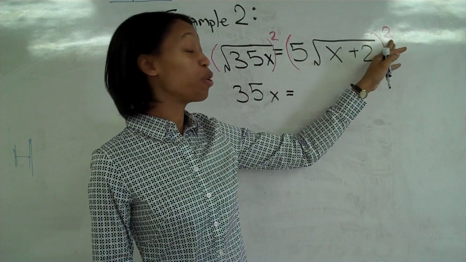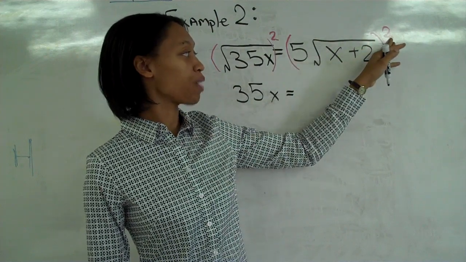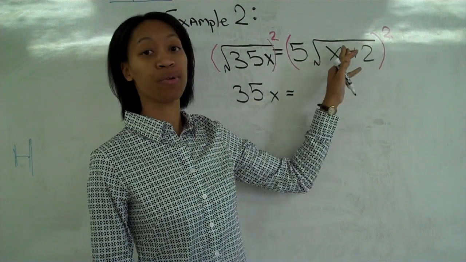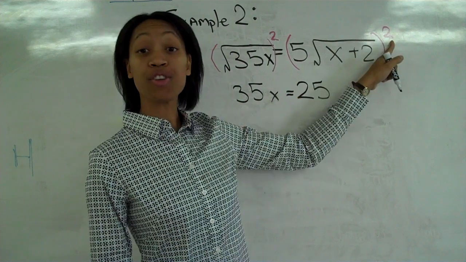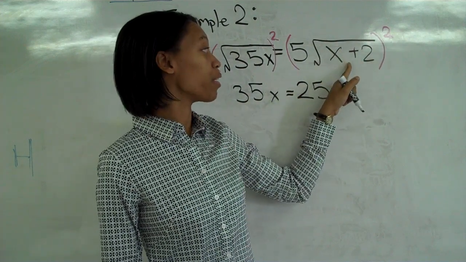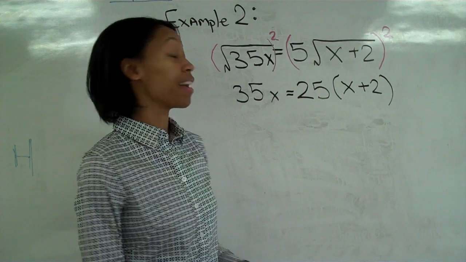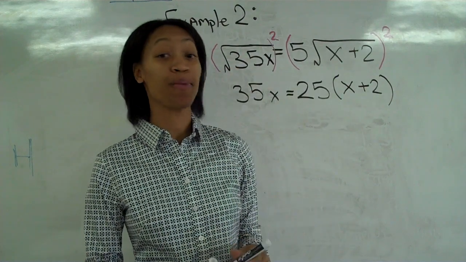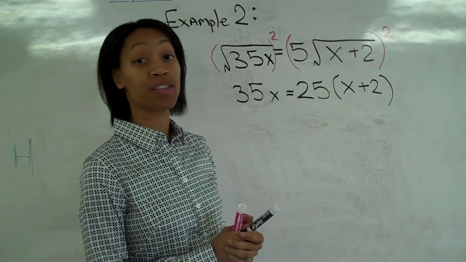I need to distribute my exponent to both things that are inside the parentheses. So I'm going to have to do the 5 squared, and then also this square root squared. So 5 squared is 25. The square root will cancel with the squared so that I just have x plus 2. Okay, and that was the tricky part. You just have to know that when you see radicals on both sides, you need to go ahead and make that whole thing cancel by squaring it.